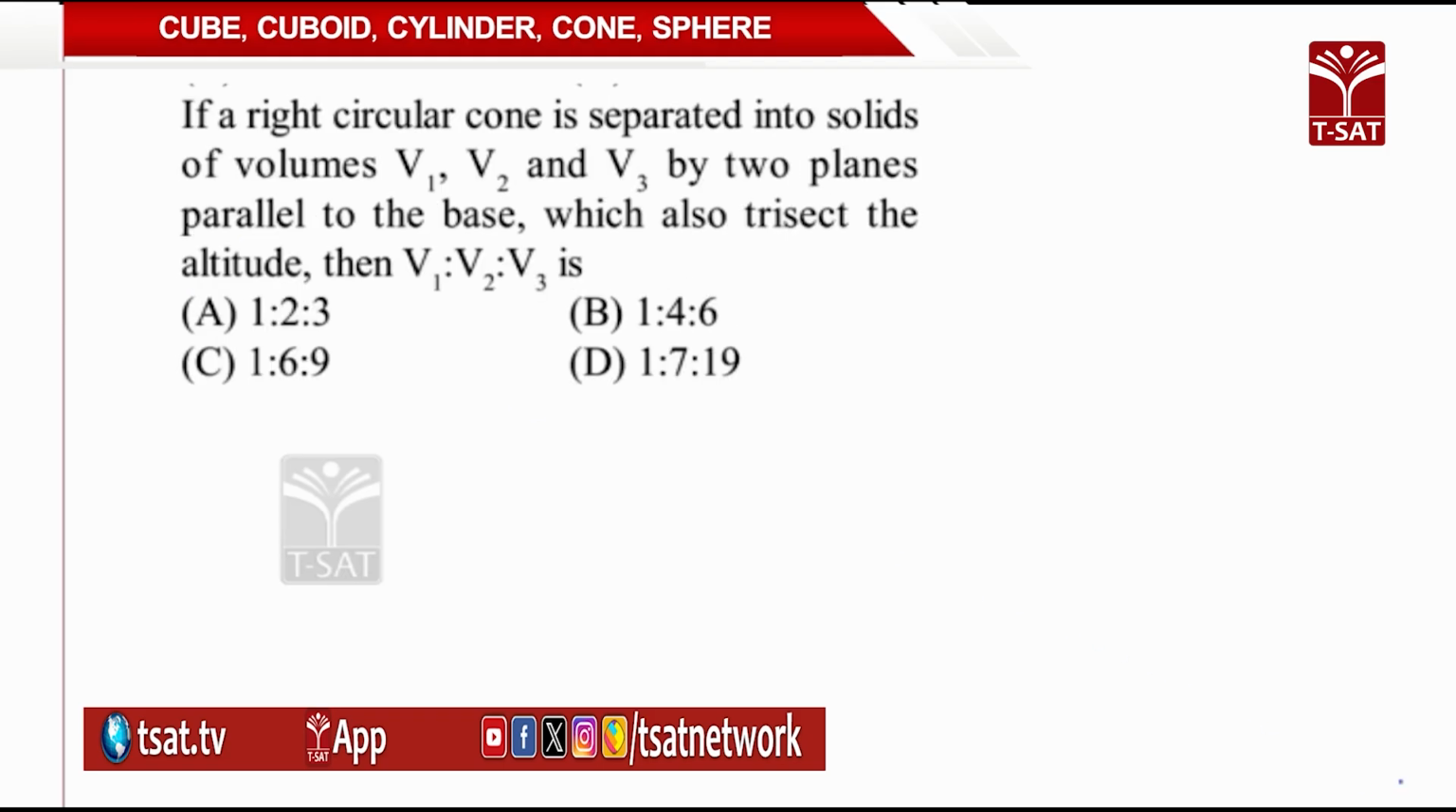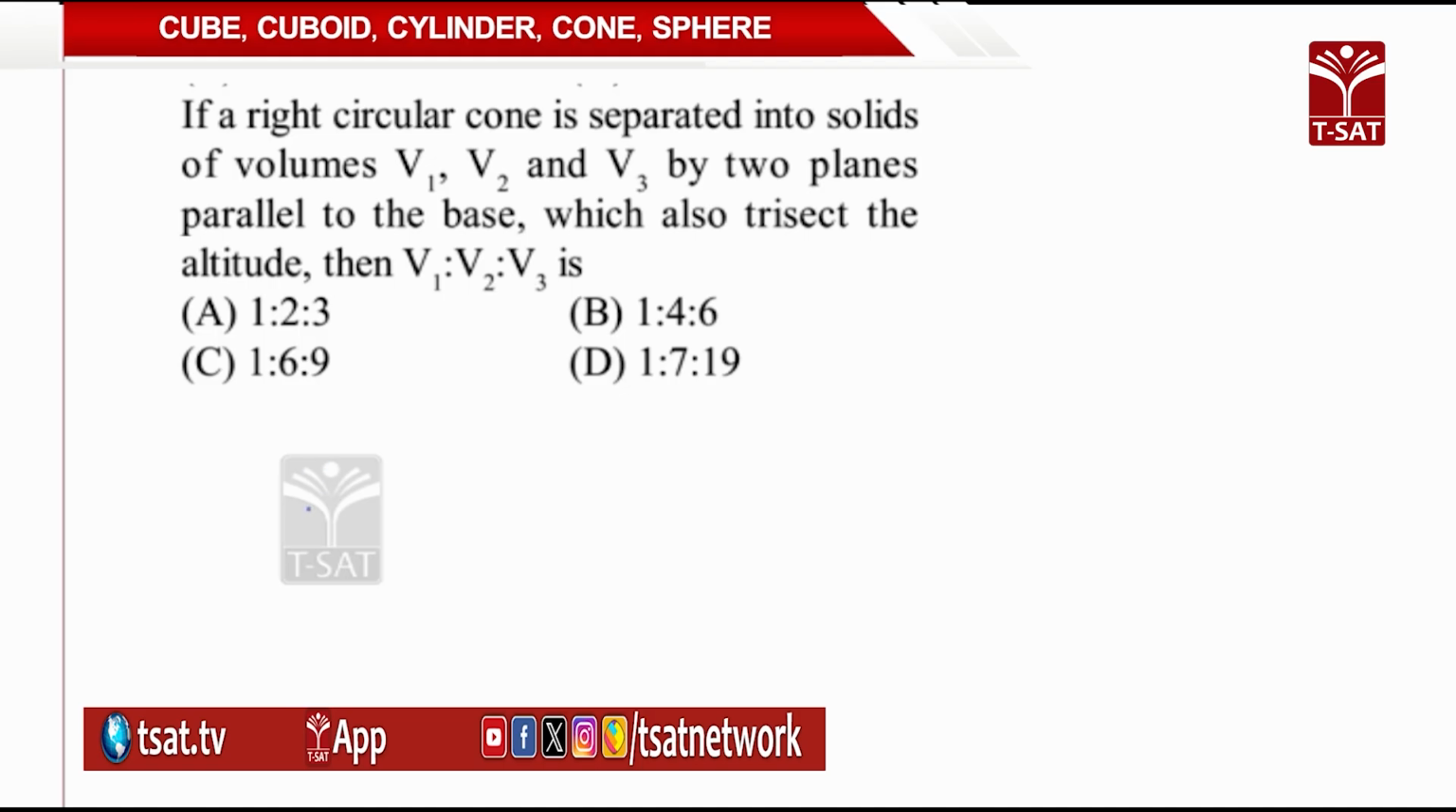Now look at this one. If right circular cone means the height of the cone is perpendicular to the base. A cone is separated into solids of volume V1, V2, V3 by 2 planes parallel to the base, which also trisects the altitude. Then V1 is to V2 is to V3. I told you yesterday, this is by using the similarity of triangles, when I was actually explaining the properties of a cone.